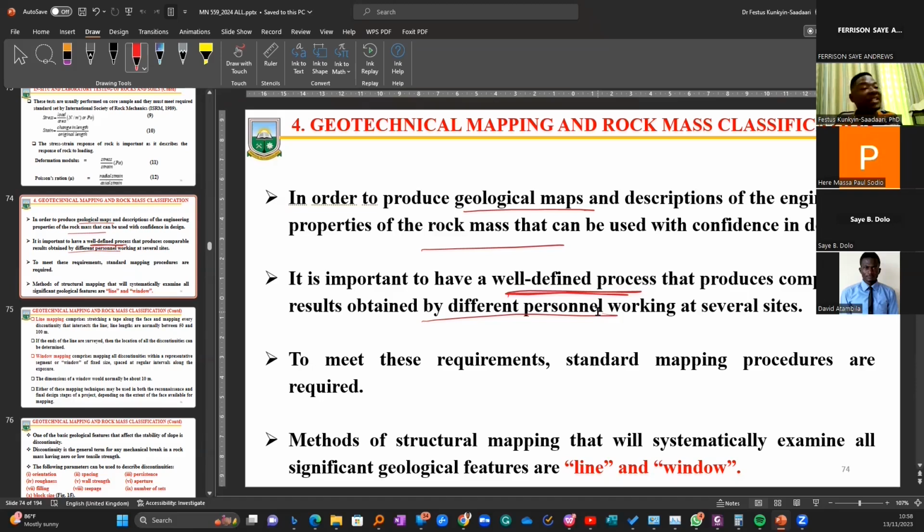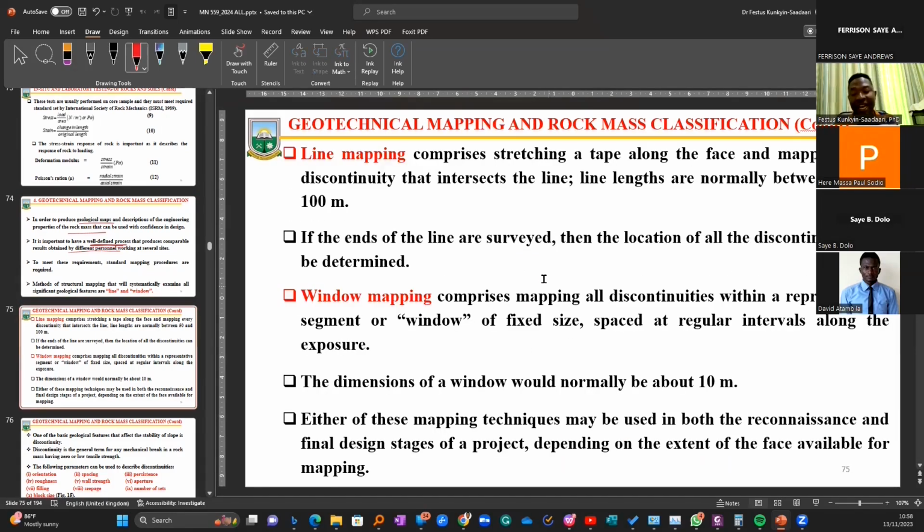So then, to meet these requirements, standard mapping procedures are supposed to be done. So sometimes we need to do geological or geotechnical mapping on the surfaces to pick the joint set numbers, the persistence, and all of those spaces within the rock. And so we have to do geotechnical or geological mapping, we use a line or a window mapping. So line mapping is a situation where you just decide to pick a tape and stretch it over a surface of about 100 meters. And then along that 100-meter range, you are describing what you see within that 100-meter stretch.